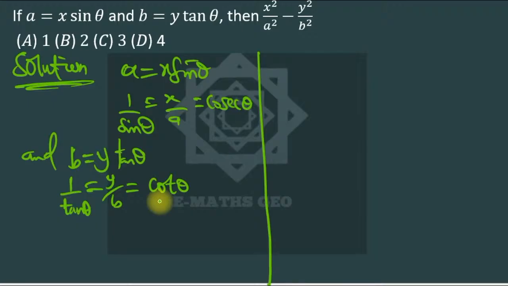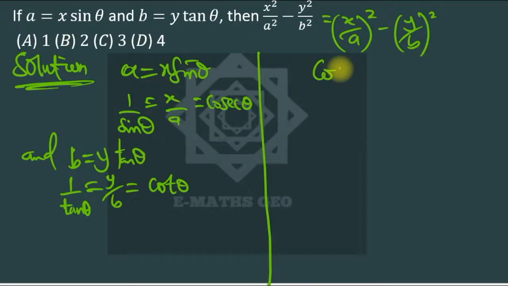So if you square from here, we are given x squared over a squared minus y squared over b squared, which can be written as (x over a) all squared minus (y over b) all squared. I know that x over a is cosec theta, so I have cosec squared theta minus y over b, which is cot theta, so I have cot squared theta. And from our Pythagorean identity, cosec squared minus cot squared is 1.